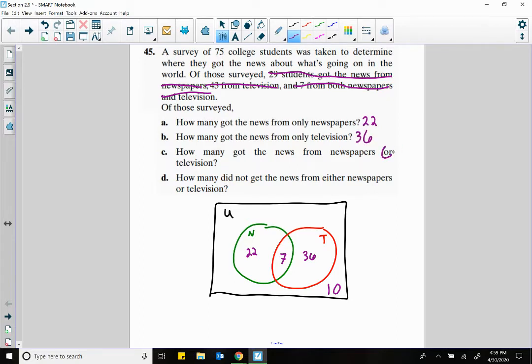Oh, there's that word or, so that I know I'm talking about a union. So we want the union between newspapers and television. So that means we're going to take the 22, the 7, and the 36 and add it all up because that's the union between these two sets. Okay? So take 22 plus 7 plus 36 because that's the union again. So there is 65 there. 65 students got their news from newspapers or the television. Okay? Add all three of those up.